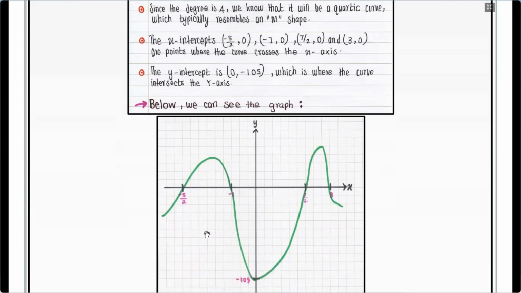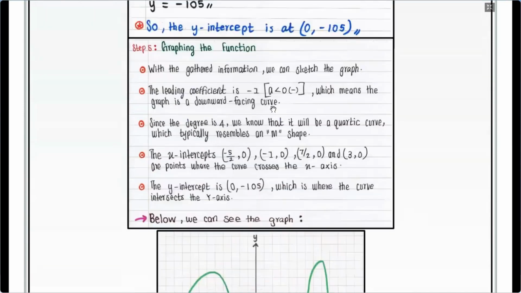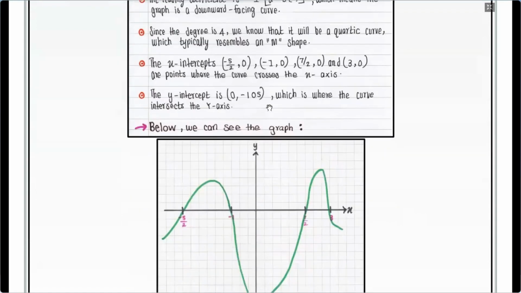The x-intercepts are here. The y-intercept is here. Below we can see the graph. I have discussed all the characteristics of the graph here. So let's move on to the third graph.